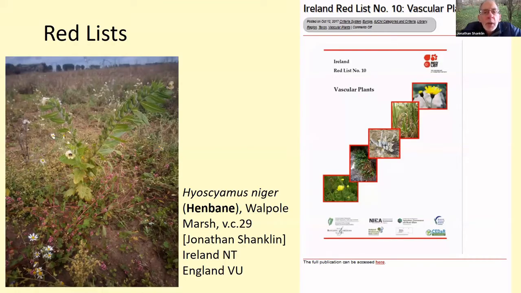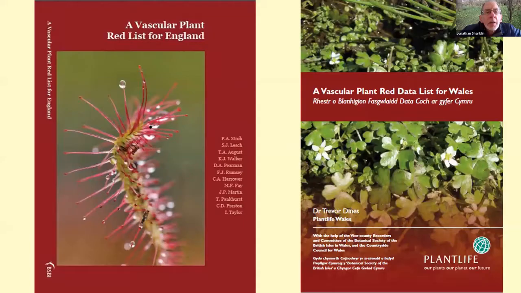On a wider scale, we have the red lists. For example, these will be drawn up using very strict guidelines set by the International Union for the Conservation of Nature, so that, at least in theory, every country has a red list that is drawn up in exactly the same way. And as Jim mentioned, there is one for Ireland, England and Wales, but not yet one available for Scotland. And that is clearly a gap that needs to be filled.